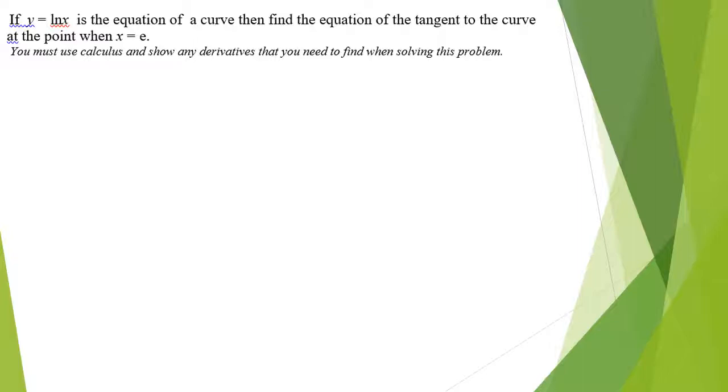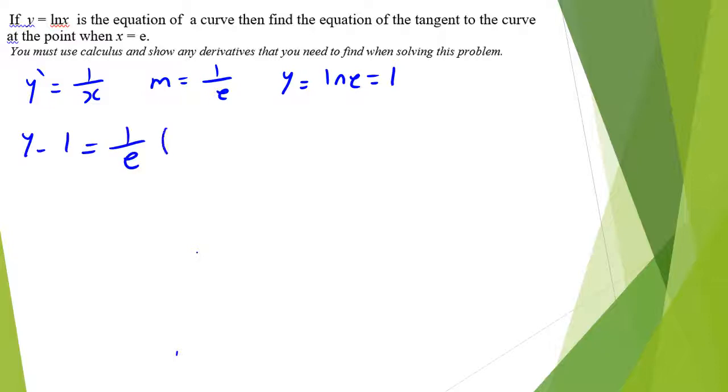Now next question, you've got the ln x. So the question says find the equation of the tangent. So you will have to differentiate and find the gradient. So substitute x is e, so the gradient is 1 over e. Now, you've got the x value, and we need to find the y value. So it's ln e, which is 1. So y minus 1 equals 1 over e times x minus e. You don't have to rearrange, you can leave it here or you can rearrange and you'll end up with this. So it's up to you.